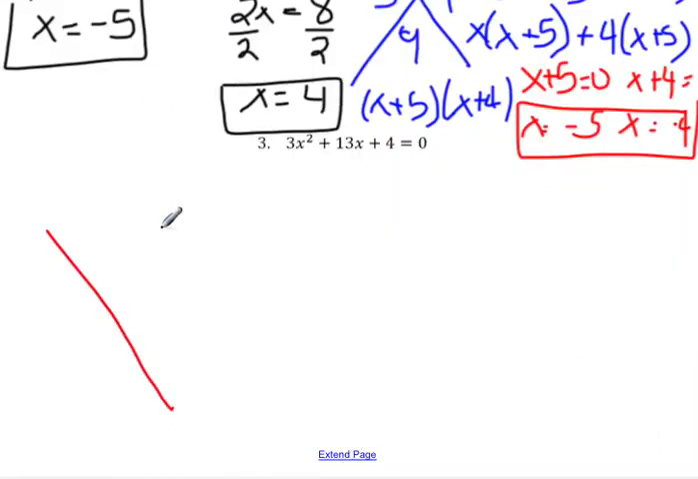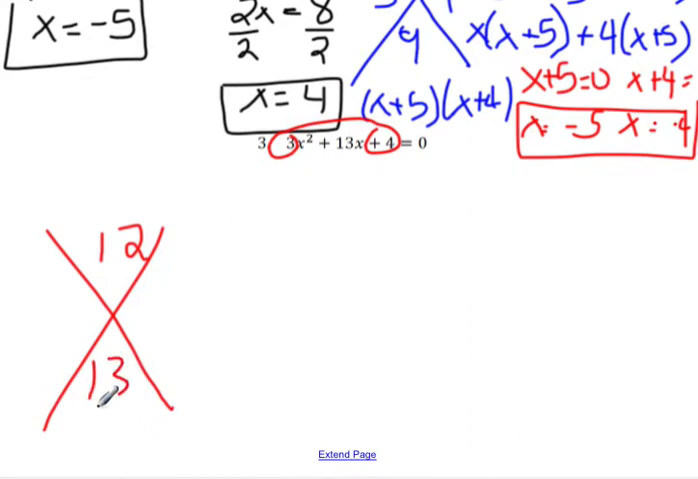So we're going to go ahead and set up that x. We're going to take 3 times 4, which is going to be 12. So we're multiplying to 12 and adding to 13. So what multiplies to 12 and adds to 13? Well, that's going to be 12 and 1. So let's go ahead and do that. So instead of writing 13x, I'm going to split that up as 12x plus 1x, which again is still going to be 13x.